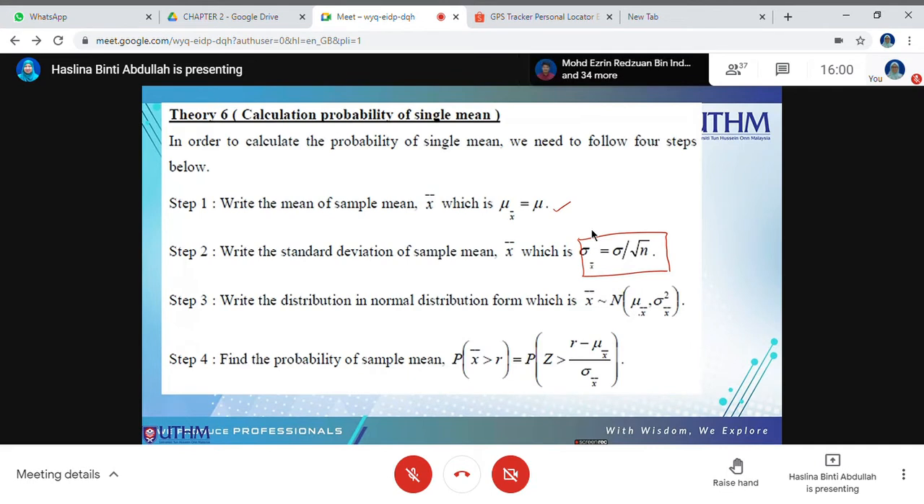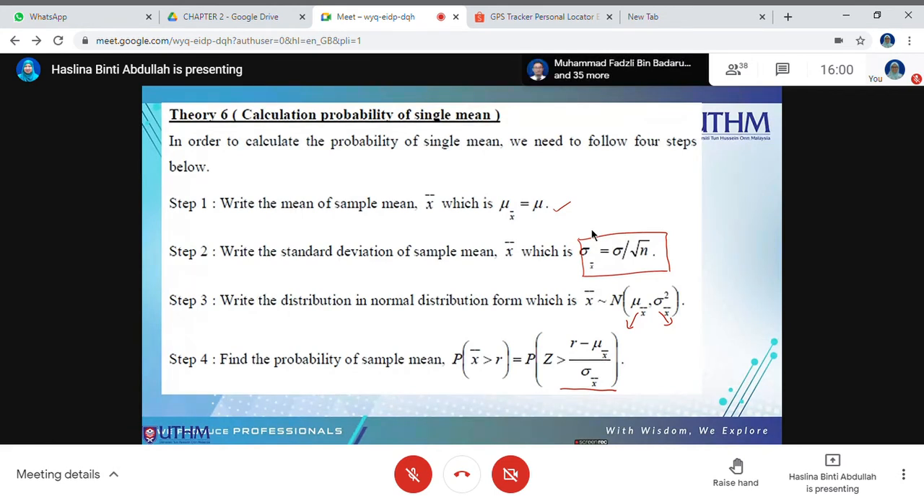And then you need to write the normal distribution form, which is N in brackets, mu x, referring to the mean of the sample, and sigma to the power of 2, referring to the variance of sample. And the last step is you need to find the probability of sample mean using this formula. R refers to the variable that you want to find. If the value is equal to 2, then R is equal to 2. Mu x refers to the sample mean, and sigma x refers to the standard deviation of the mean.